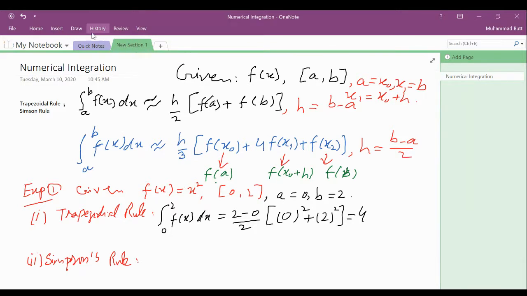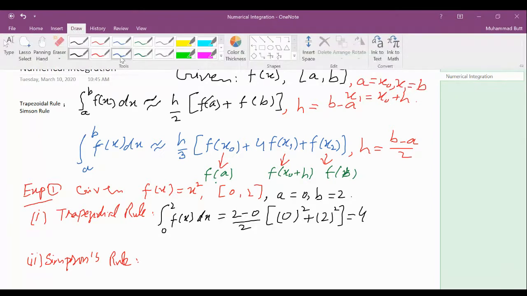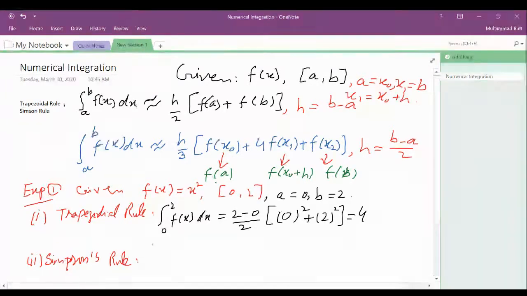Now we will see what it is for the Simpson rule. The same question using Simpson rule. So the integral from 0 to 2 of f of x dx. This is in principle some kind of approximation. So we write like this: h over 3. Now what is h here?